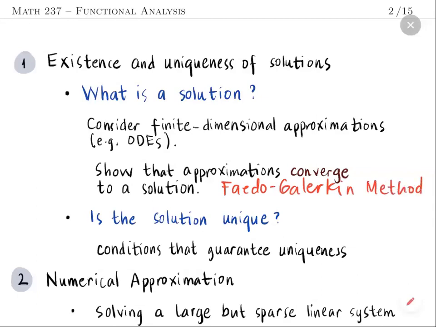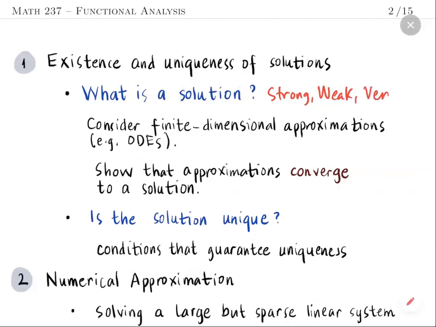Okay. And in the context of differential equations or partial differential equations, the notion of solutions may vary. And in the literature, there are what we call strong solutions, weak solutions, and even what we call very weak solutions. So roughly speaking, weak or very weak solutions do not satisfy the differential equations in the usual sense, but in some generalized sense. And we will discuss this in future lectures.